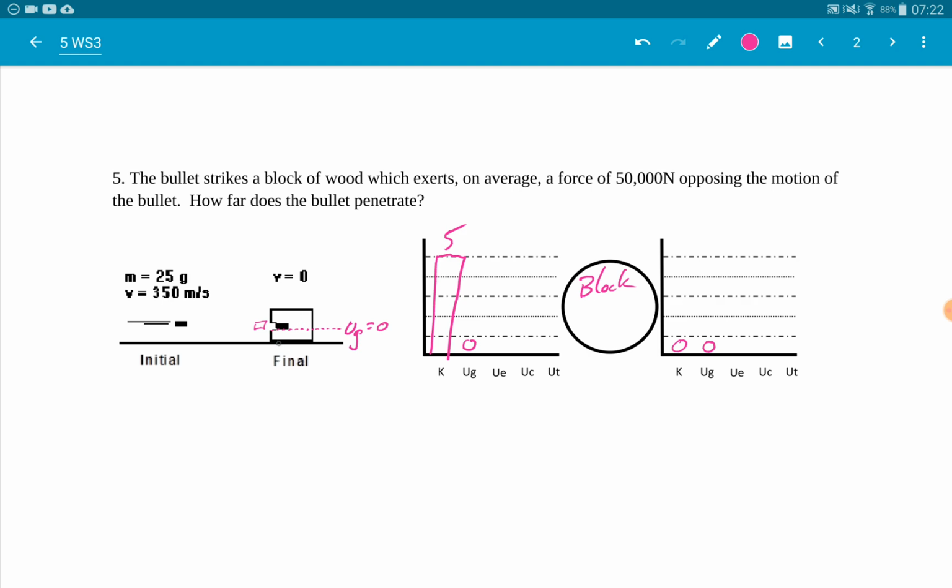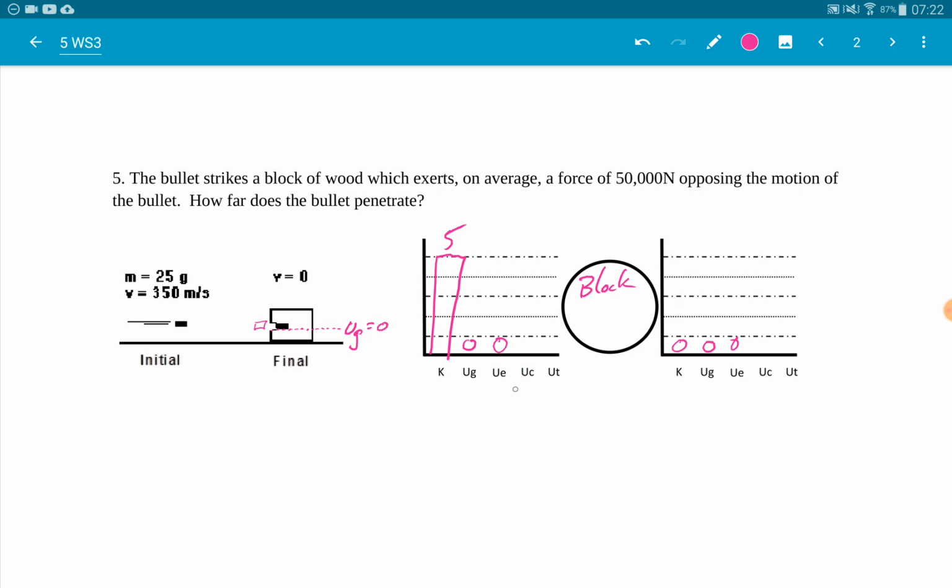Is the block elastic? Well, it definitely deforms like elastic objects do, but there's something else that elastic objects do. They don't just deform, they also reform. Is that block going to reform and then push the bullet back out? No. So that block is inelastic, meaning not elastic. So it doesn't seem like we have elastic energy here either.